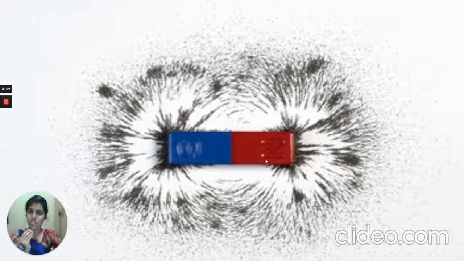Yes. So, we all studied about magnetic poles, right? It's a bar magnet and it has a south pole and a north pole. If a magnet is there, it will have two ends. These two ends are the poles of the magnet. You have the south pole marked in blue and the north pole marked in red.